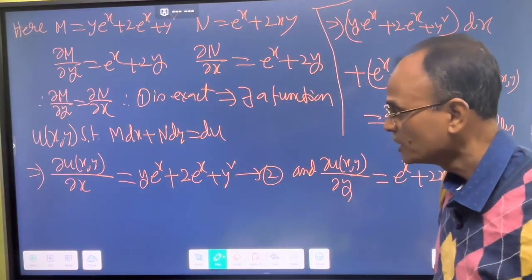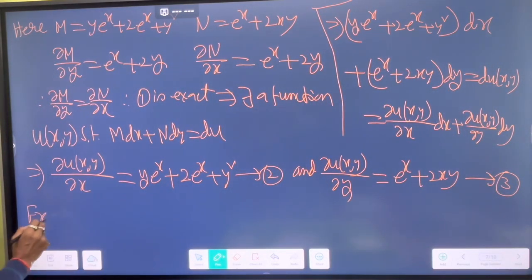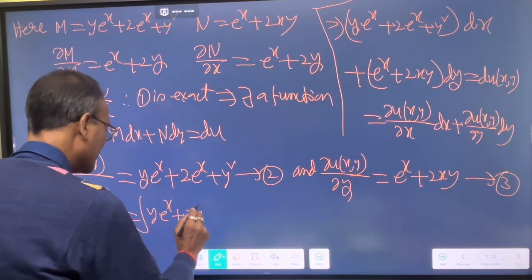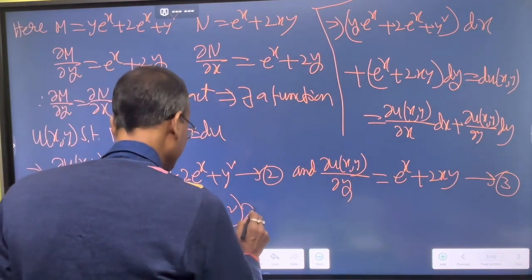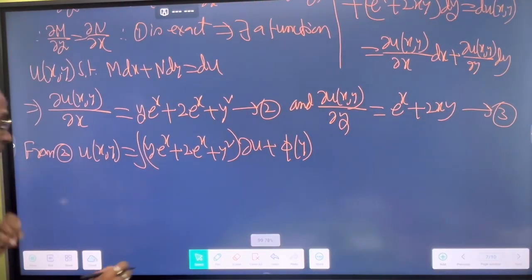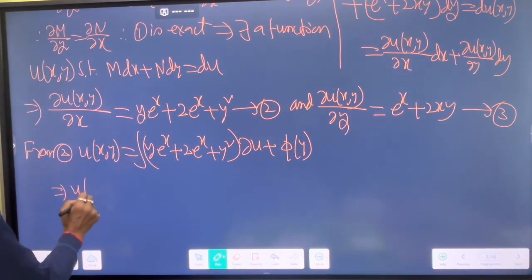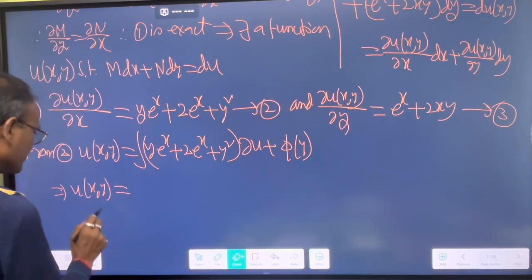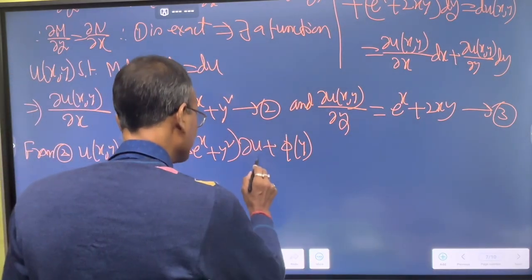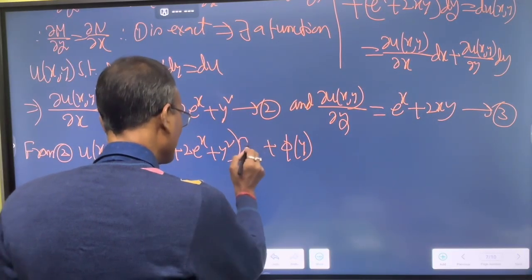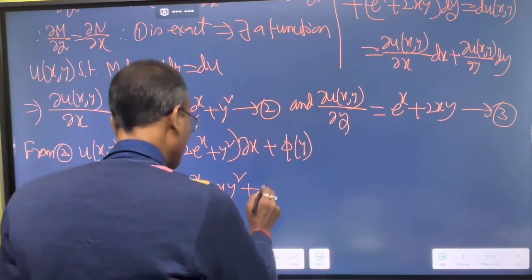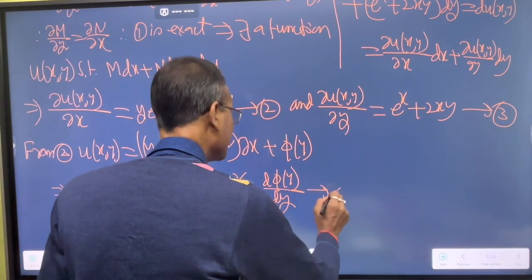Now, from 2, U(x,y) equal to integrate of y e to the power x plus twice e to the power x plus y square dx plus phi(y). This means U(x,y) equal to, with respect to x, integrating y e to the power x plus twice e to the power x plus y square, it will be xy square plus phi(y). This is number 4.